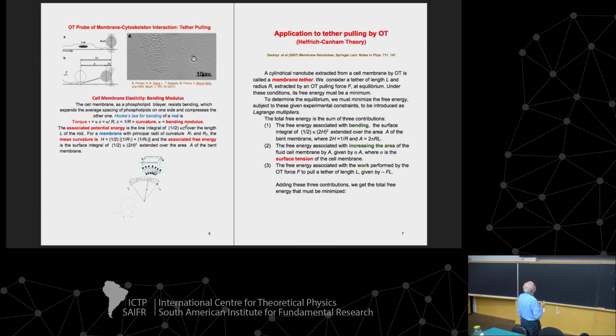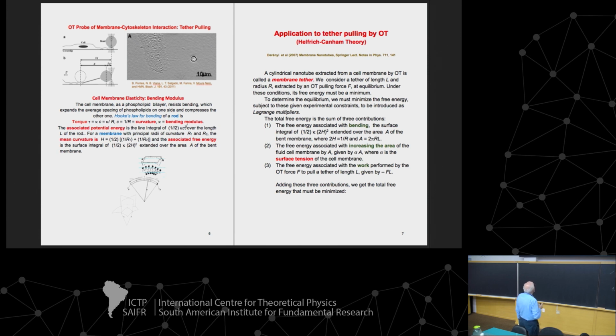Now, what are the elastic constants of a cell membrane? There are two elastic constants. First, because it is a phospholipid bilayer, it will resist bending. Why? Because by bending a membrane, here is an illustration below, you are expanding the average spacing of phospholipids on one side, you're compressing them on the other side. And that's the reason why you get the curvature.